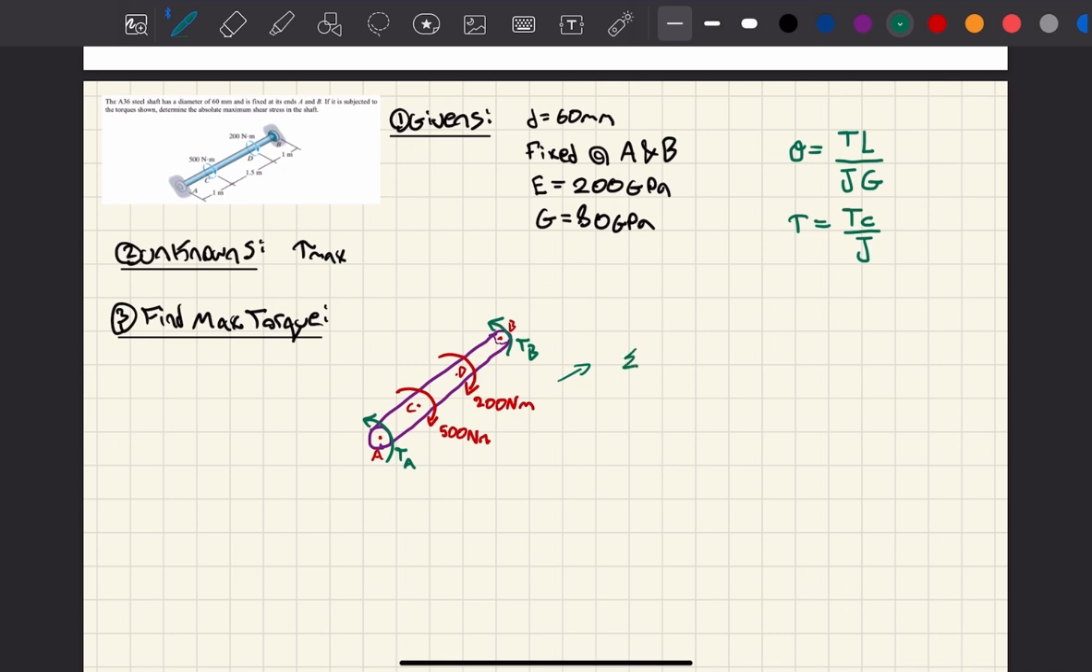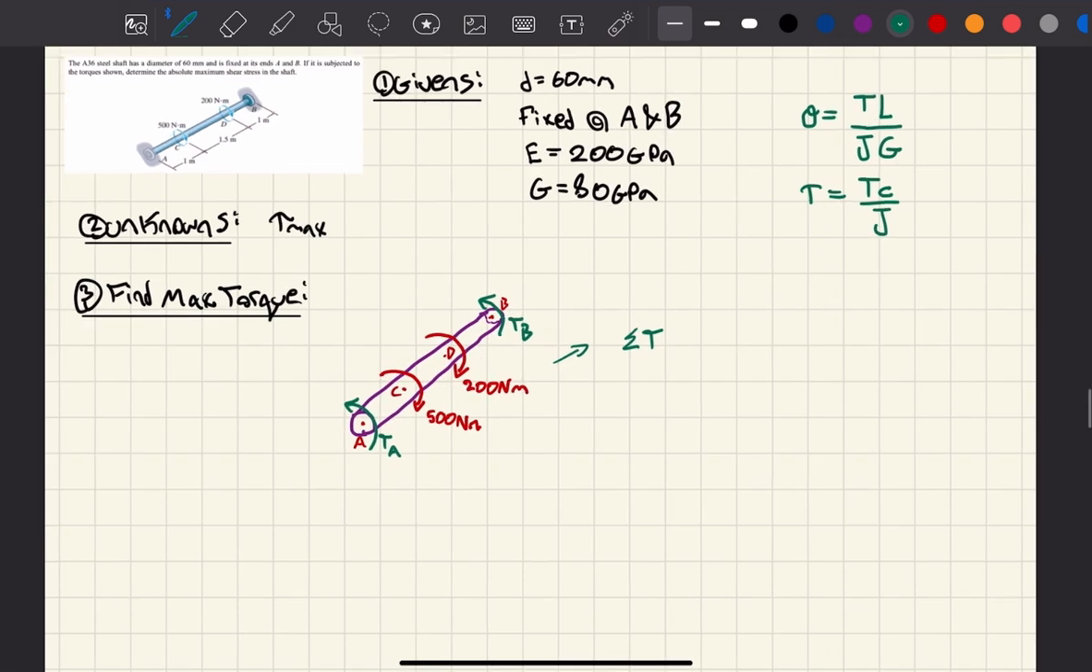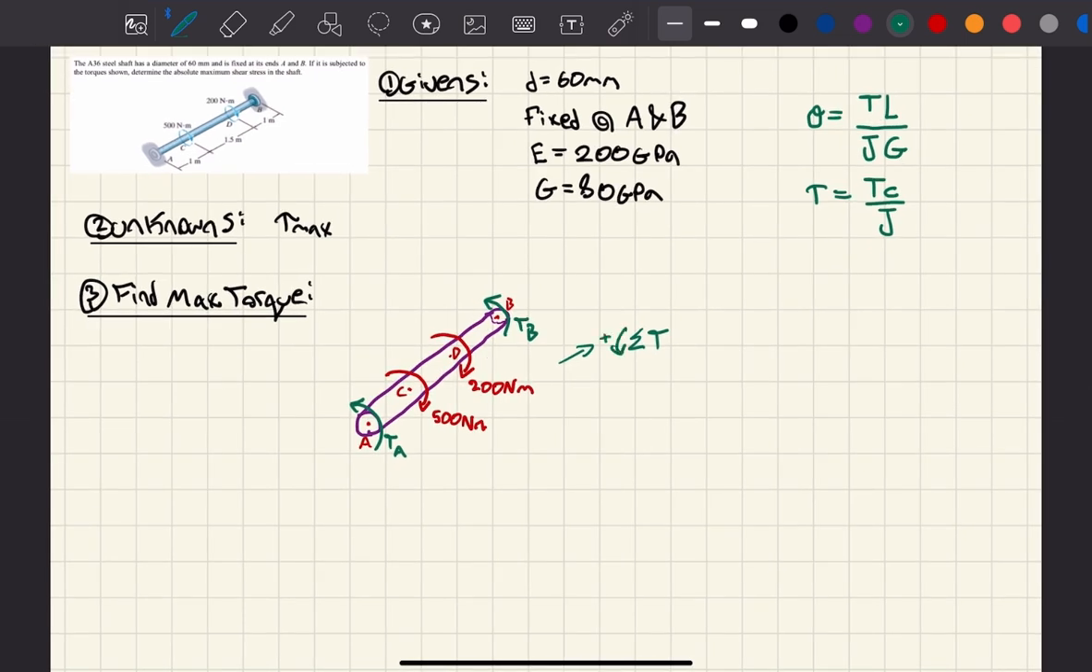If I sum my torques, I say counterclockwise is positive, right? What am I going to be left with? I'm going to be left with TA minus 500 newton meters, because it's clockwise, minus 200 newton meters, plus TB. So from this, I'm going to get an expression, which is namely TA plus TB.